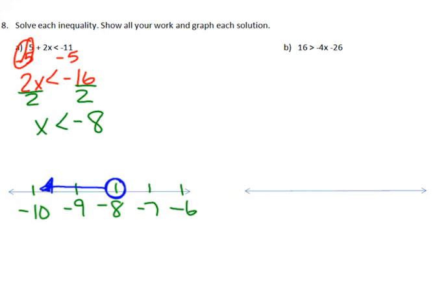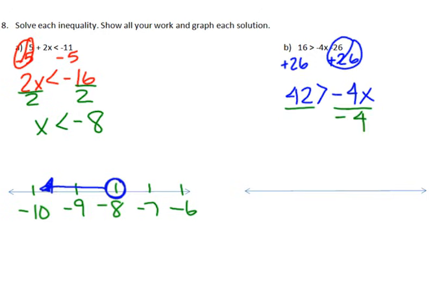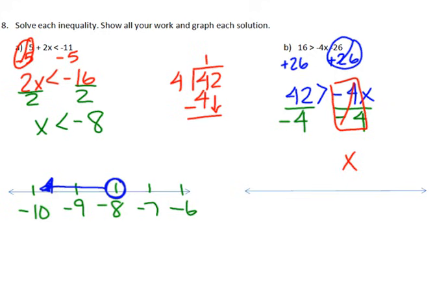All right, part B, we'll start by adding 26 to each side. So here are 0 pairs. 16 plus 26 is going to be 42. So 42 is greater than -4x. And then we're going to divide by the coefficient, which is -4. So we have -4 divided by -4 is 1. So we're just left with x. And then 42 divided by 4, we can go ahead and work that out.